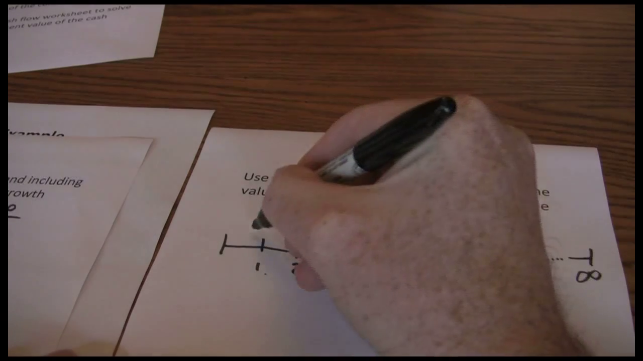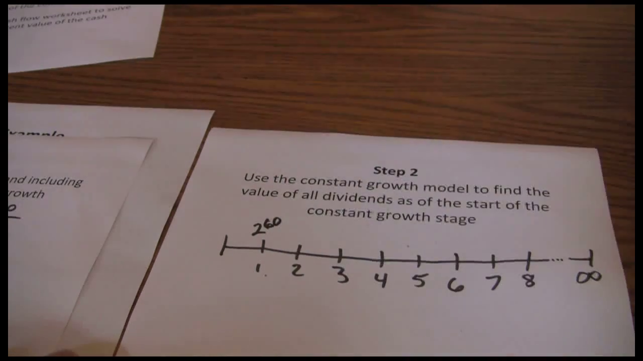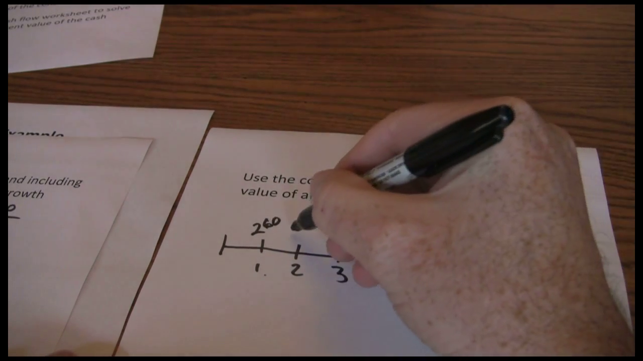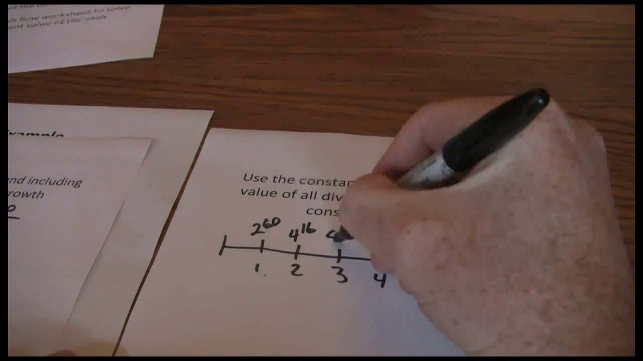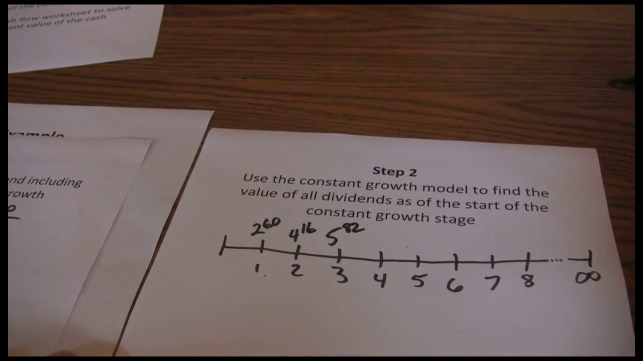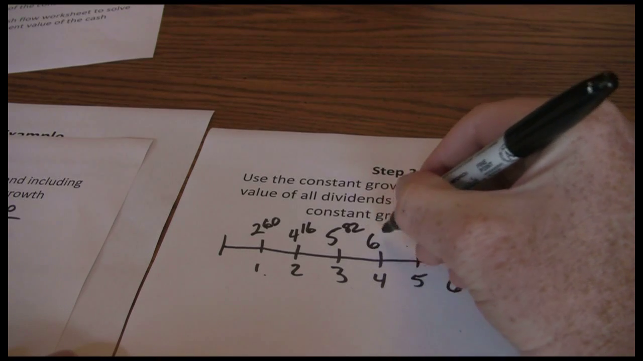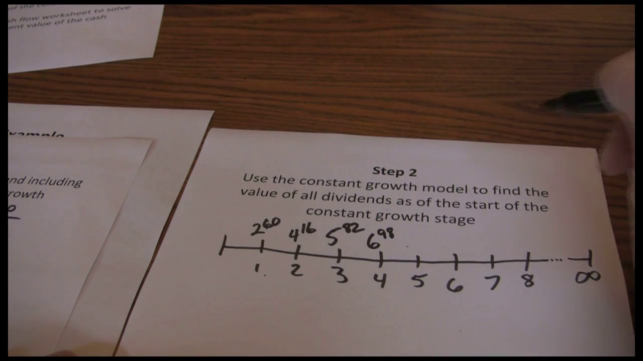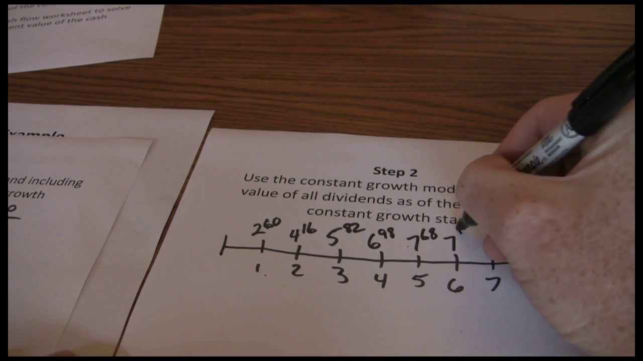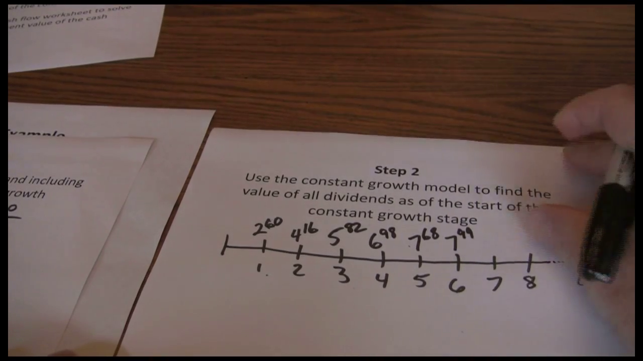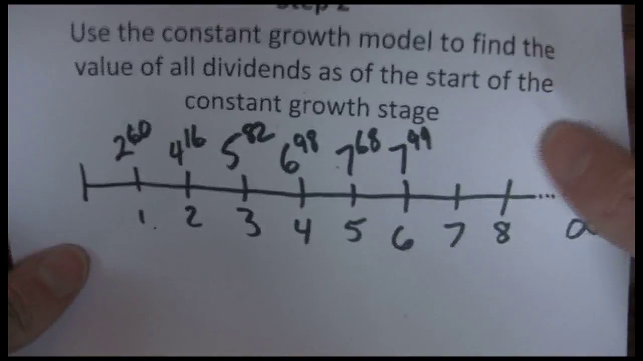we had $2.60 in year 1. We had $4.16 in year 2, $5.82 in year 3, $6.98, $7.68, and finally $7.99 in year 6. That's where we stop forecasting dividends.